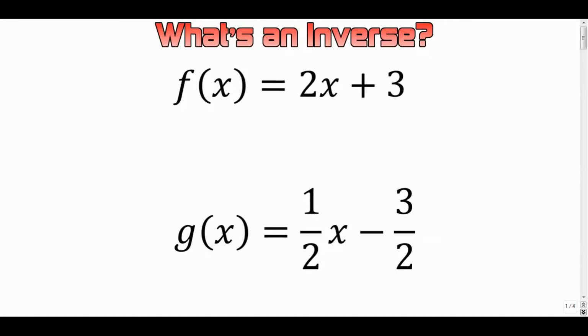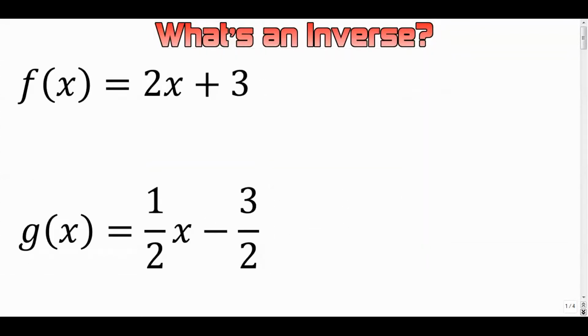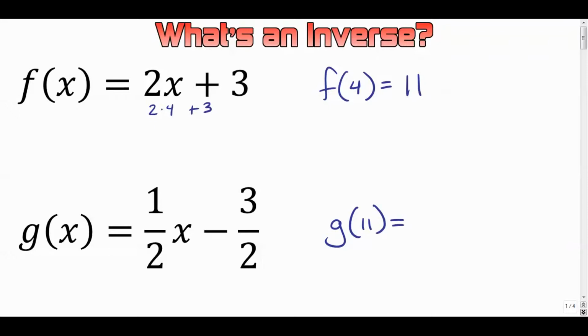So on your screen you see right now two functions, f of x and g of x. I claim that they are inverses of each other, and by that I mean if I take f of, let's say, 4, I get 2 times 4. 2 times 4 is 8, plus 3 is 11. An inverse basically undoes another function. So if g is in fact the inverse of f, if I take g of 11, I should get 4.